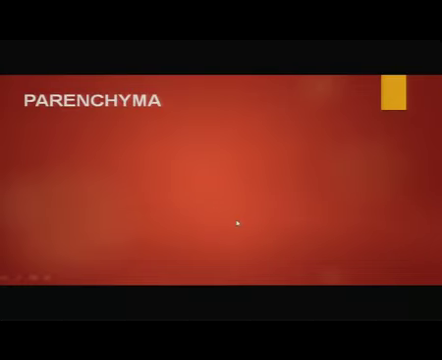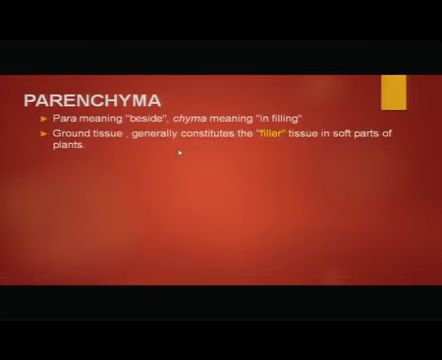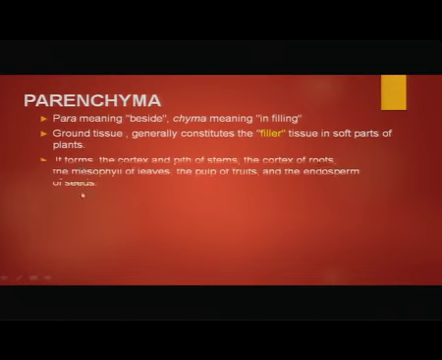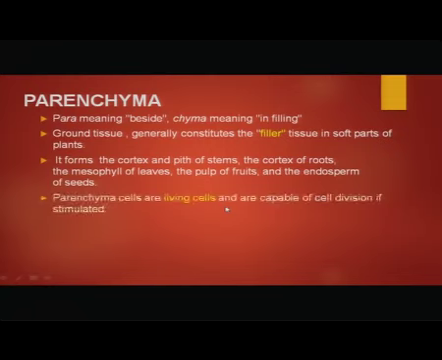Let us talk a little bit more about the parenchyma. Para means beside and chyma means filling. So, this is the cell which actually makes up the whole plant body in form of fillers. It fills up the plant body. So, it is present everywhere, be it the cortex and pith of the stem, cortex of the root, mesophyll of the leaves, pulp of the root, and even the endosperm of the seeds.